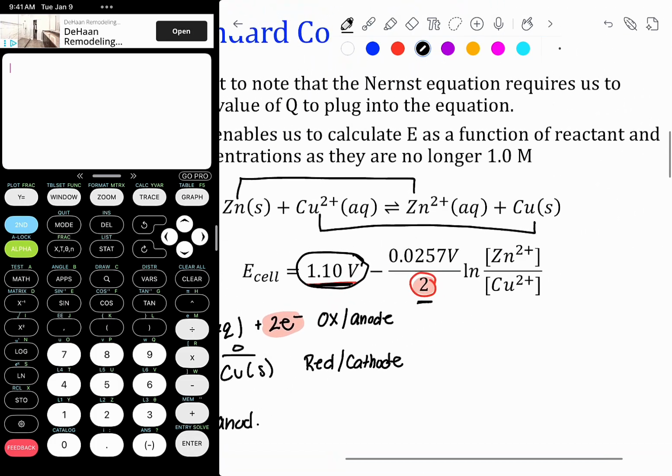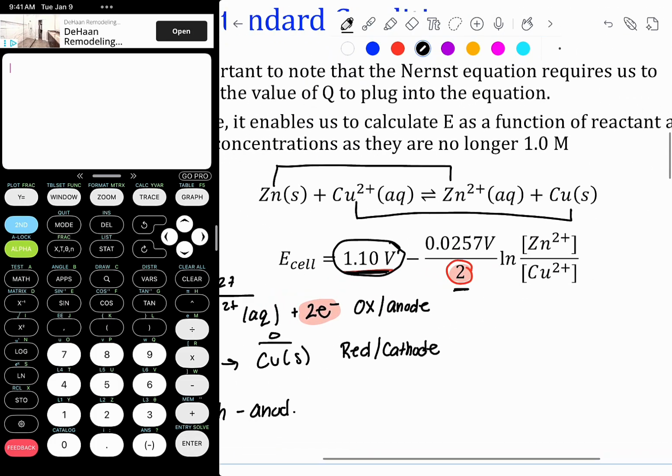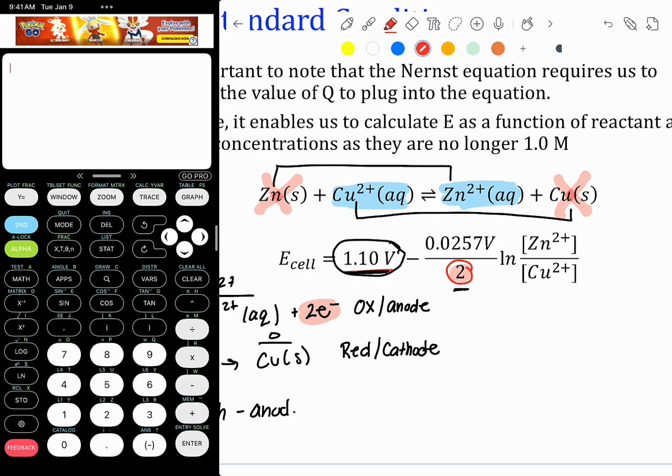Finally, we look at Q. So Q here, we're only taking into account what's aqueous. So we know that copper ions are aqueous and zinc ions are aqueous. We're going to ignore our zinc solid and our copper solid because solids don't contribute to the equilibrium or the Q calculation. We ignore them because they don't have a concentration. They're not an aqueous solution, so they don't have concentration, so we ignore them.